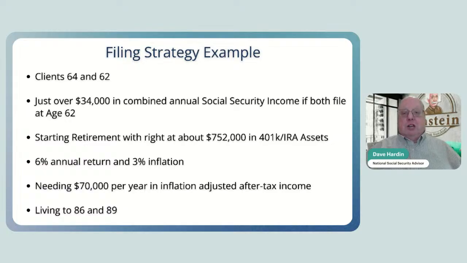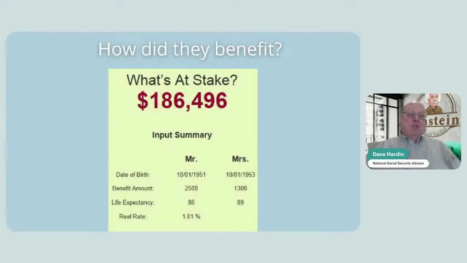We're going to give them a 6% annual return and 3% inflation, and they need $70,000 per year in inflation-adjusted after-tax income. They're living to 86 and 89 respectively. Here's what this looks like. If they file at 62, they're walking away from $186,496 in Social Security money, and they need every nickel of that to survive retirement. They just aren't paying attention.